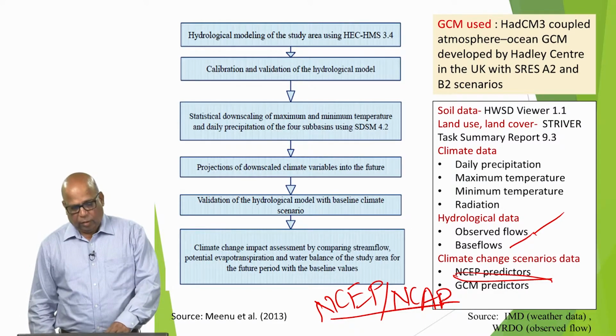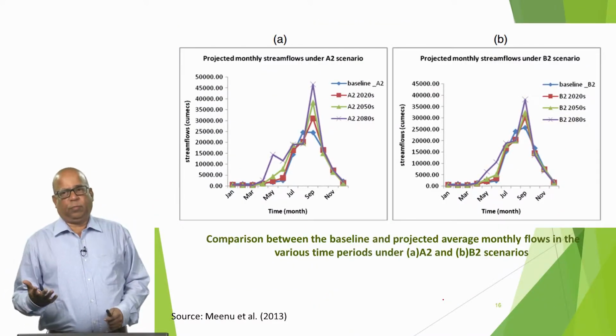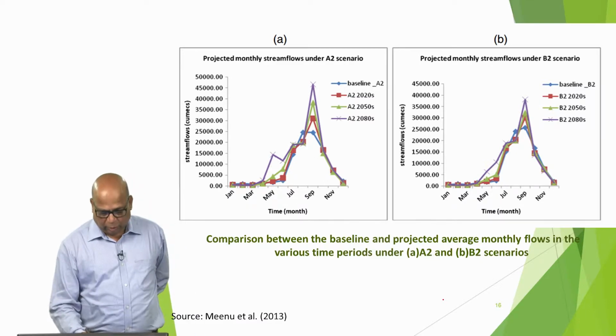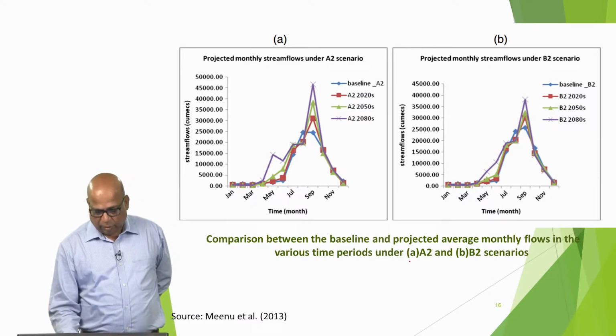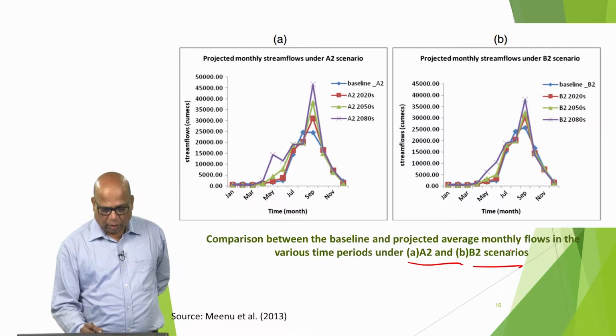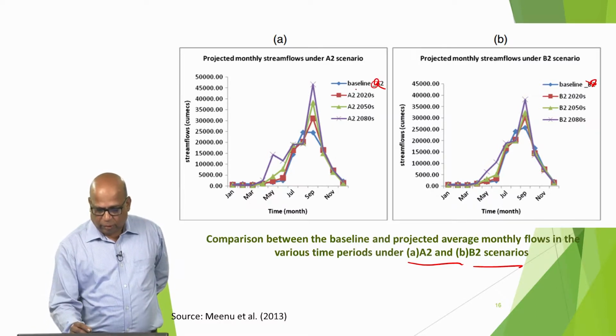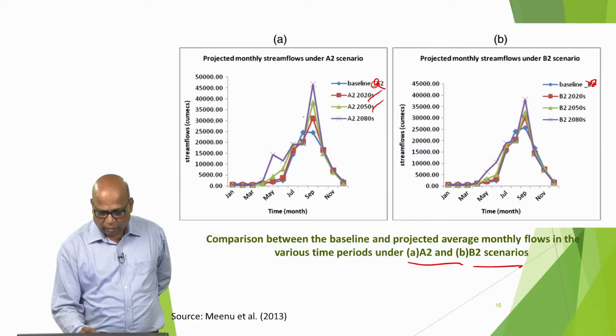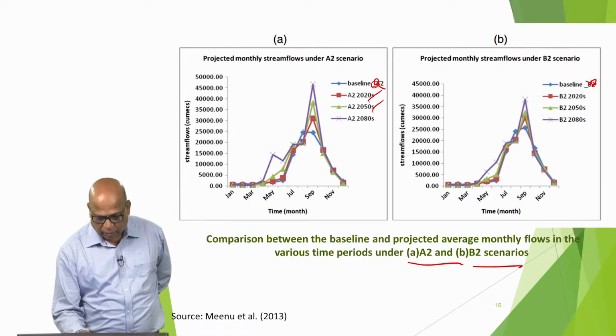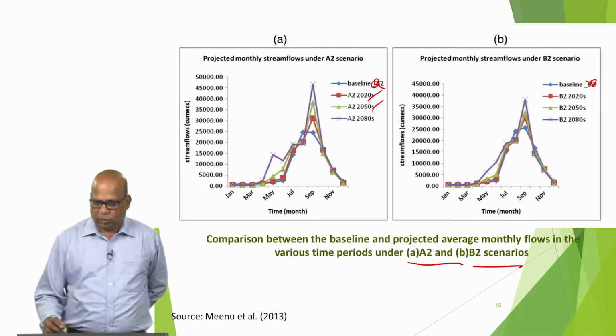So, with this, we will be able to project into the future, with respect to the baseline, for different scenarios, how the flows are likely to change. This is only baseline here. So, with respect to the baseline, how in the 2020s, 2050s, etc., the flow is likely to change. As you can see here, the baseline is somewhere here, and most of these models for this particular scenario show that there is likely to be an increase for the A2 scenario.